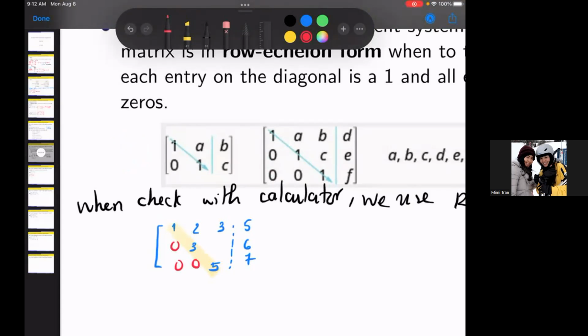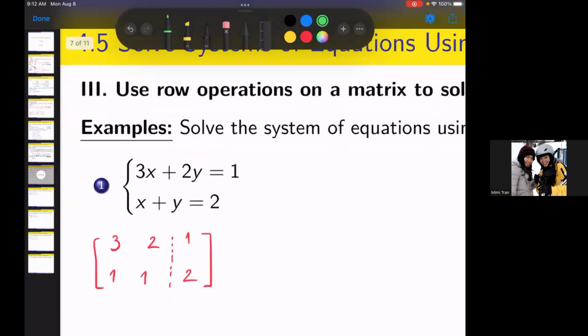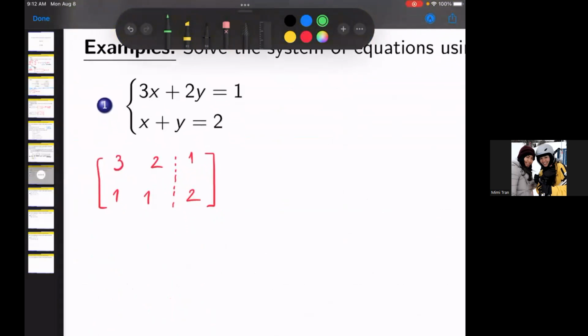Now, what's the order? You're going to try to get this number 0 first. So that's number 1. And then this guy, and then this guy. Basically, you go that way, kind of like a game. Okay, so that's a rule. And we're gonna use those 3 steps to make it like that.